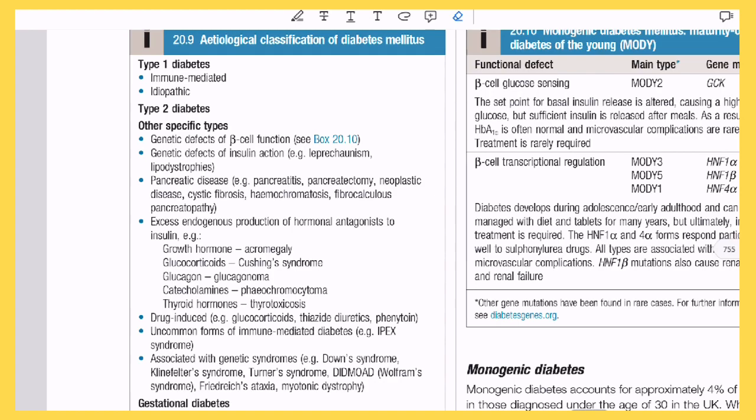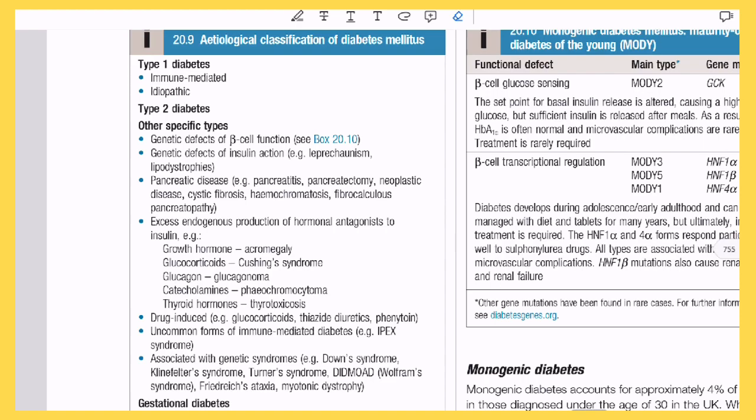And there are secondary causes like genetic defect of beta cell function, genetic defect of insulin action like lipodystrophy, pancreatic disease, pancreatitis, pancreatectomy, neoplastic disease, cystic fibrosis, hemochromatosis, fibrocalculous pancreatopathy. These are the pancreatic diseases which can lead to secondary diabetes mellitus.